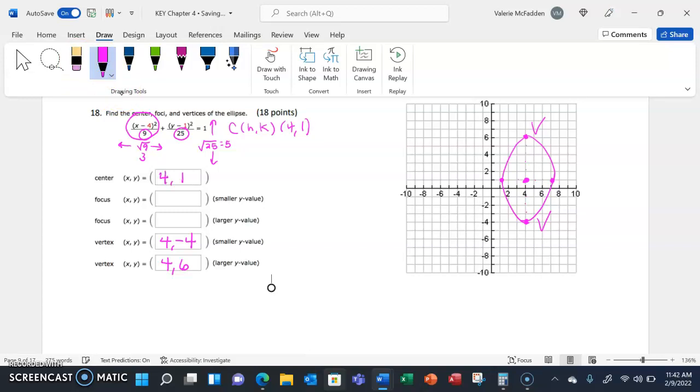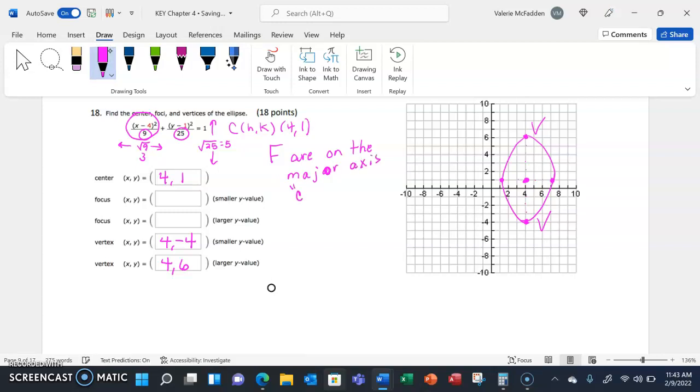Okay. We said the center is at (4, 1). And now let's talk about the two foci. So foci are these two little dots. They're always on the major axis, the long axis, this way, in other words, not this way. They're on the long major axis, the longer one.